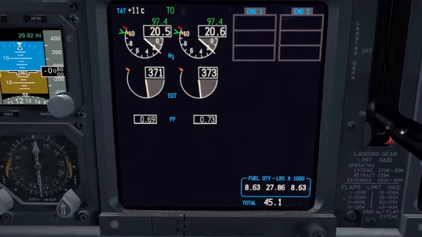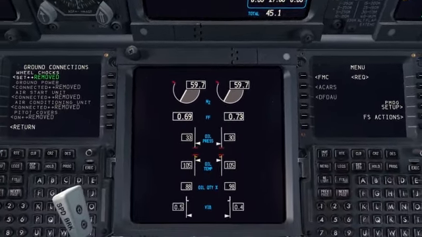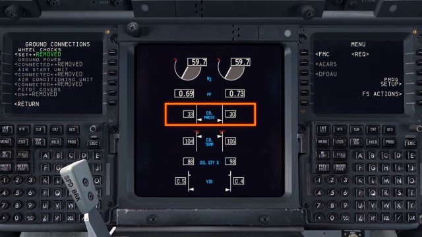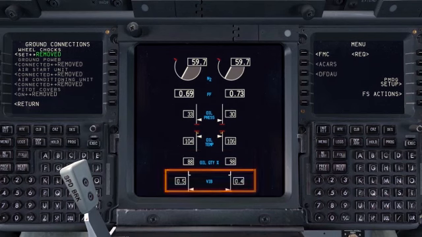The secondary engine indications are not required to be constantly monitored. However, they're still significantly important. They are high pressure shaft speed, or N2, oil pressure, oil temperature, oil quantity, and engine vibration level.